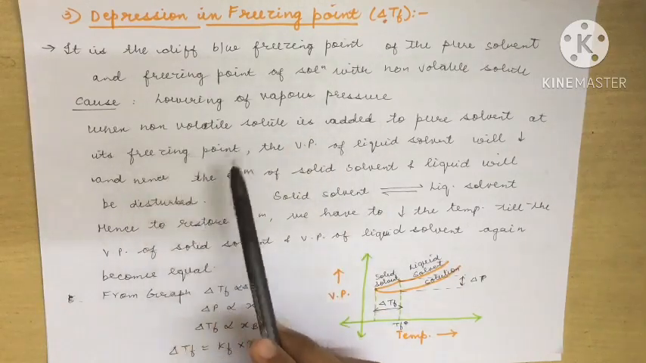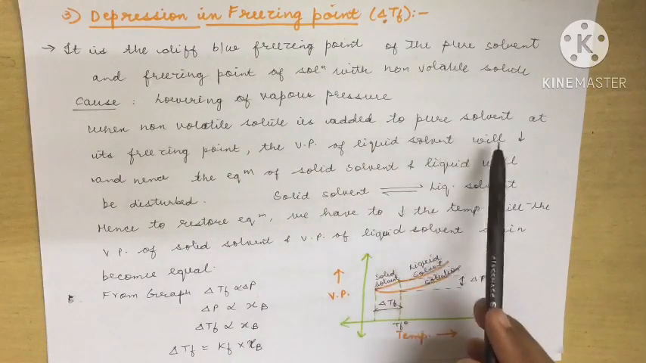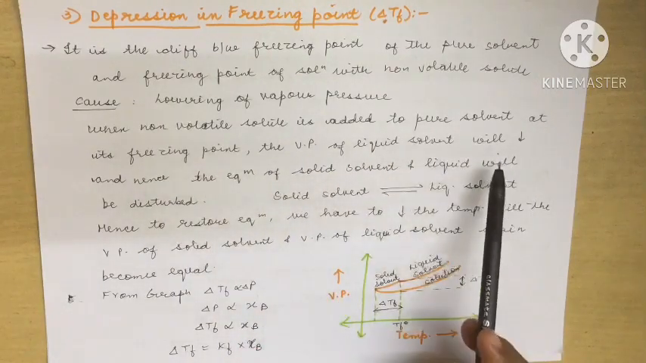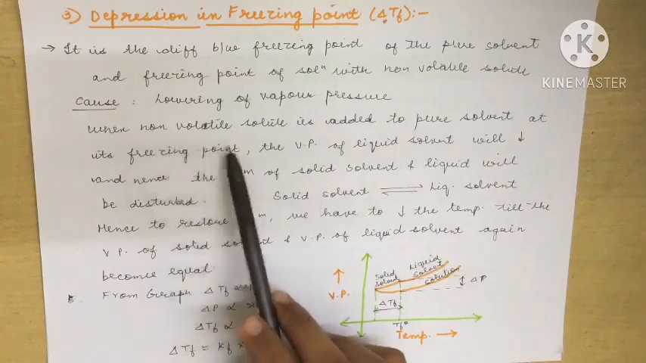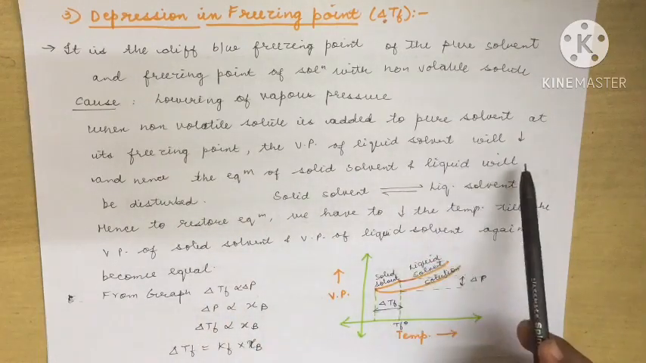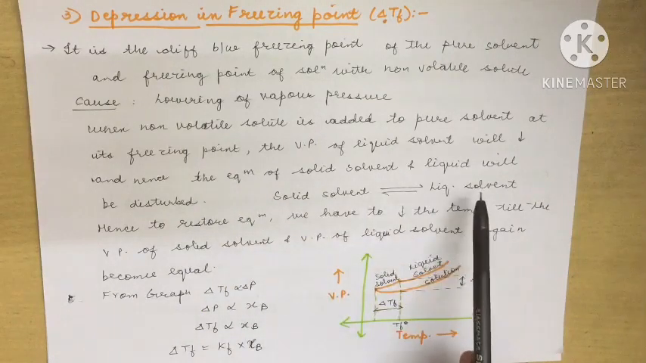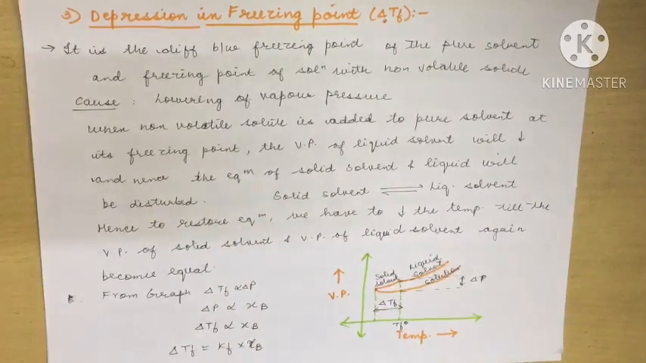So when non-volatile solute is added to the pure solvent at its freezing point, the vapor pressure of the liquid solvent will decrease because now the non-volatile solute is there. So the vapor pressure will decrease, and hence the equilibrium of the solid solvent and the liquid solvent will be disturbed. Now you should know that whenever we are freezing something, there is an equilibrium between its solid state and its liquid state. Whenever we are boiling something, there is an equilibrium between its liquid state and its gaseous state.